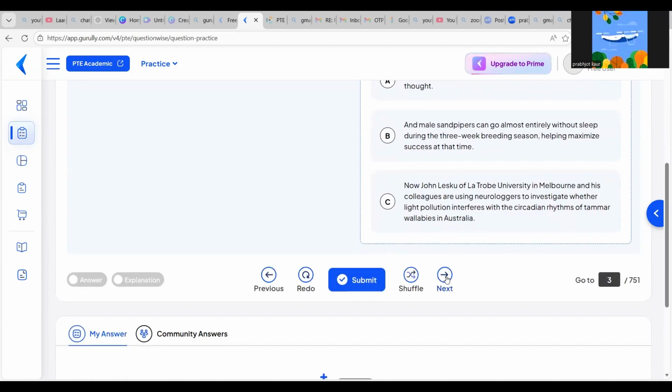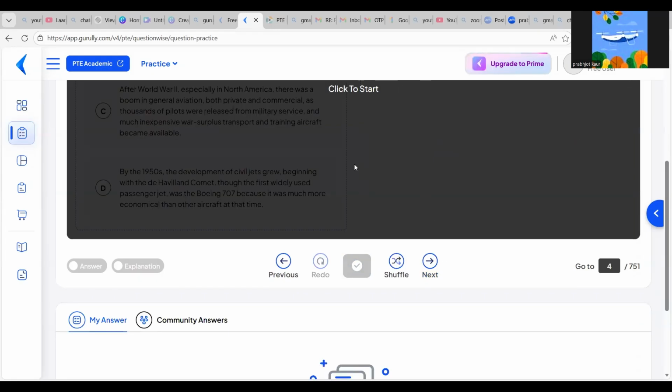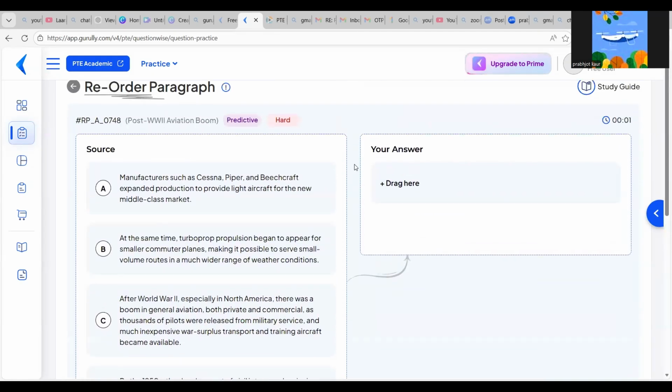And we have to do the next one. Click to start.